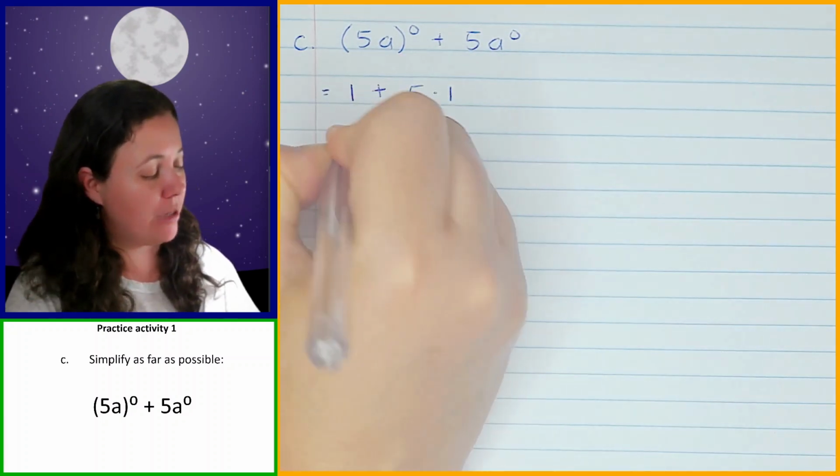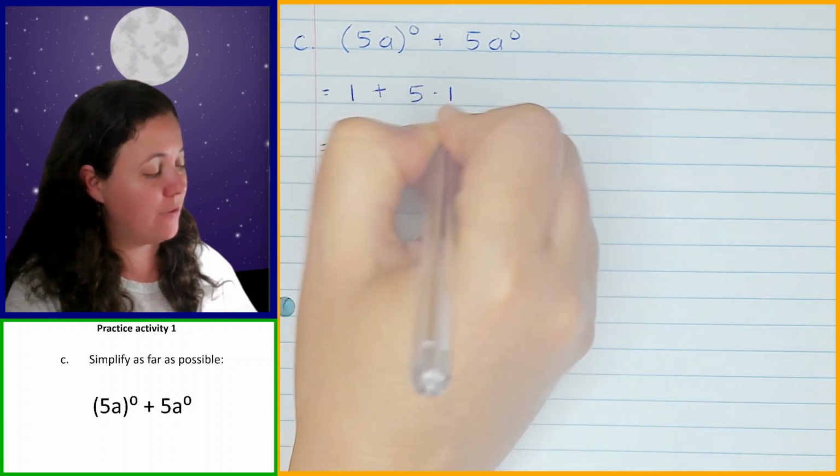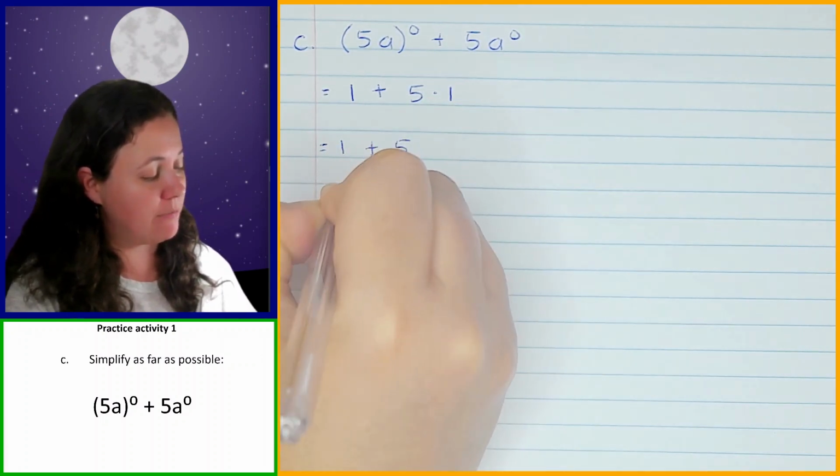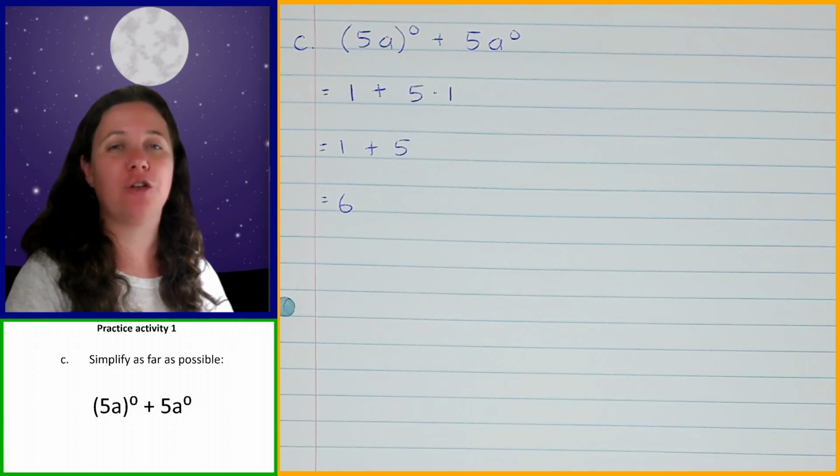Okay, so now I'm going to go and work that out. So 1 plus 5 times 1 is 5, and that gives me 6. So for that question, you should have got 6.